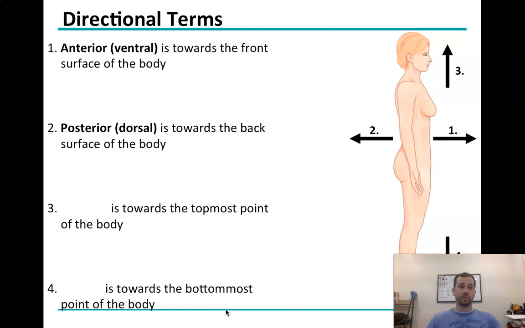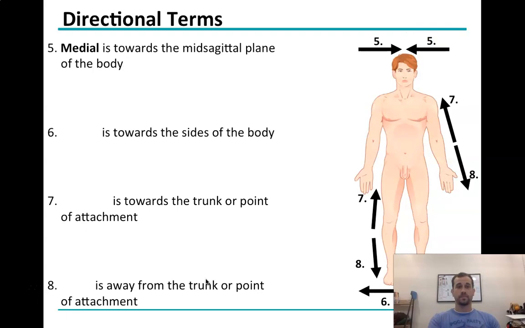So our first term that we're going to look at is anterior, which is toward the front surface of the body. Then we have posterior, towards the back surface of the body. Superior is the topmost point of the body. Inferior is towards the bottommost point of the body. Medial is towards the mid-sagittal plane of the body, or the midsection of the body. Lateral is towards the sides of the body.